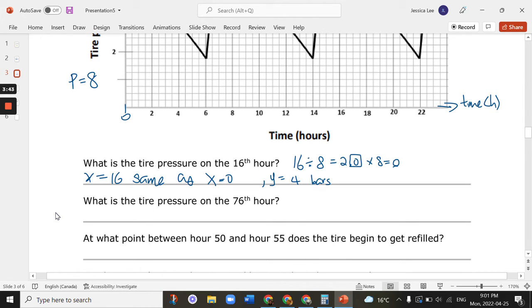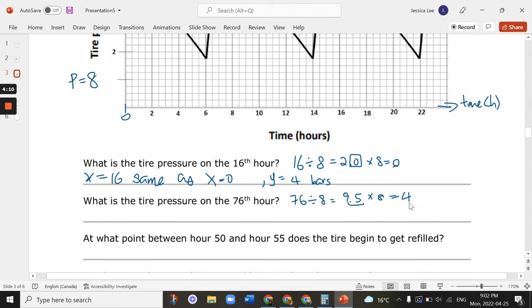Right, second question, what is the tire pressure on the 76th hour? We will do the same thing, right? It's x equals 76 right now, so 76 divided by 8. 8 is our period. In this case, period can change, but happens to be the same so far with 8. That gave me 9.5, and then I multiply just the 0.5 by 8 again. That will give me 4.